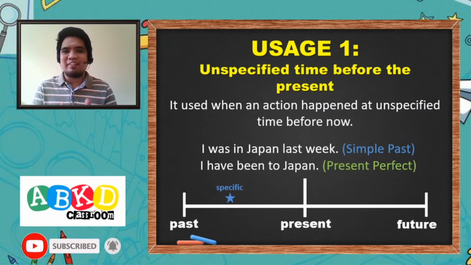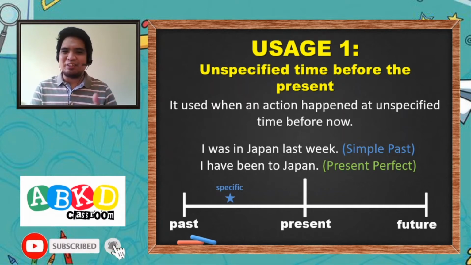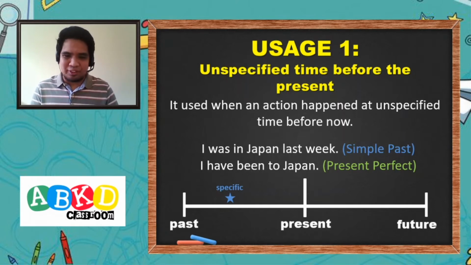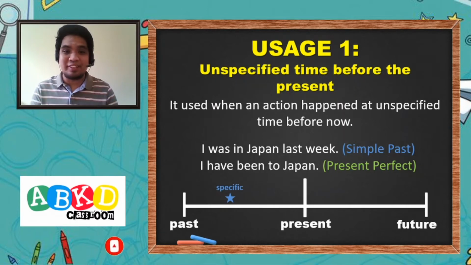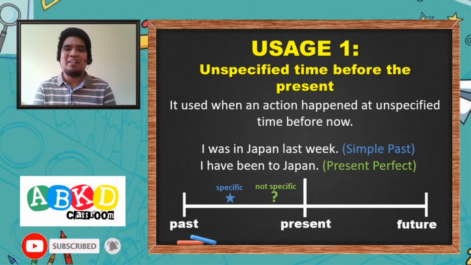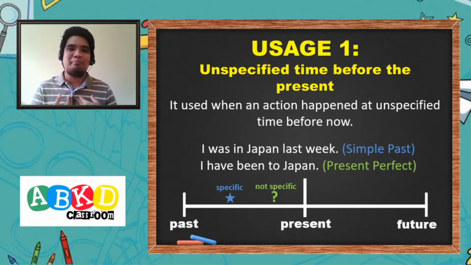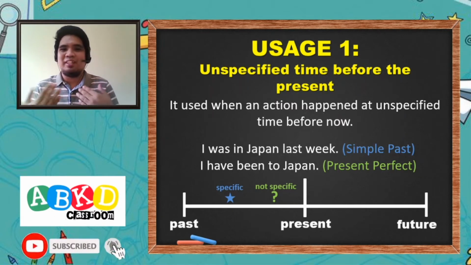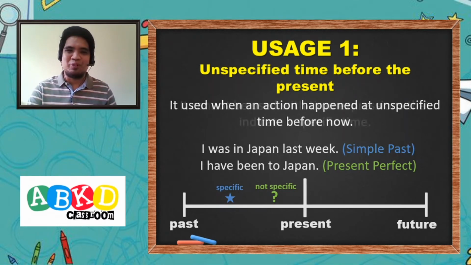On the other hand, let's have this sentence: "I have been to Japan." And that sentence is under present perfect. Why? Because the time expression is missing. We don't know when the action happened. That's why we are talking about its unspecificity. So if we're going to plot that, hindi natin alam kung kailan nangyari yung action. Kaya sinasabi natin, I have been to Japan, or I have been to many countries before. So that is the usage number one.